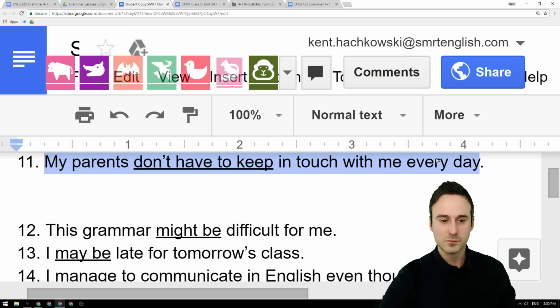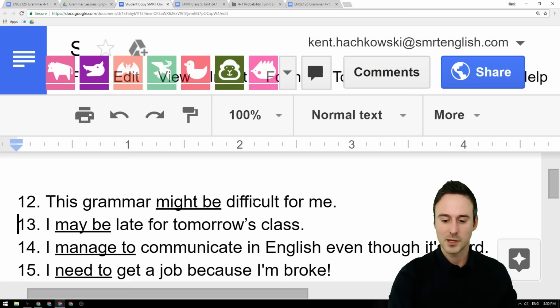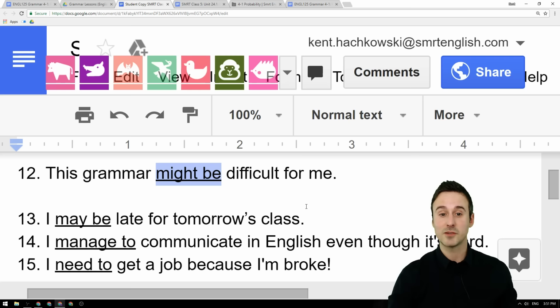Let's do this one more, and then I think we can jump into the grammar challenge, because you guys have seen these before, so this is a little bit of review as well. So let's check out this last one. All right, so using might. So this grammar might be difficult for me. Yeah, might not, depending on how long you guys have been studying.